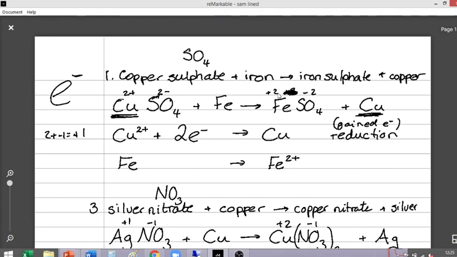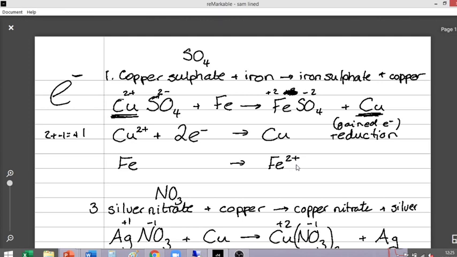Okay, I've got one block of iron on the left-hand side. I've got one block of iron on the right-hand side. That is balanced. In terms of the charges, on the left-hand side, I have 0 charge. On the right-hand side, I have +2 charge. So I need to cancel that out.